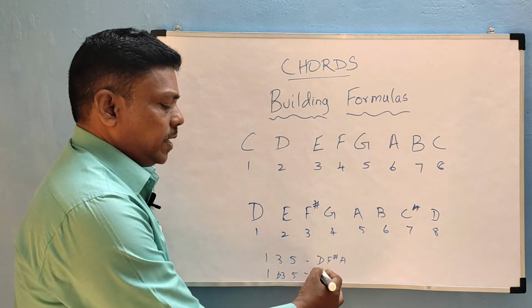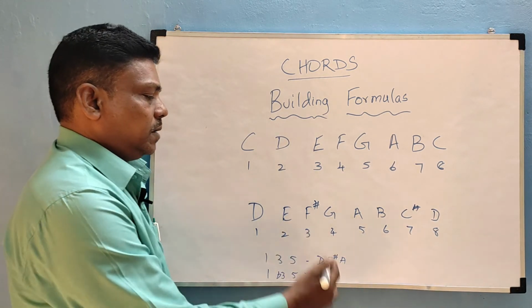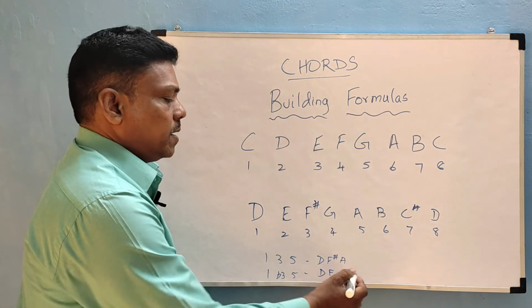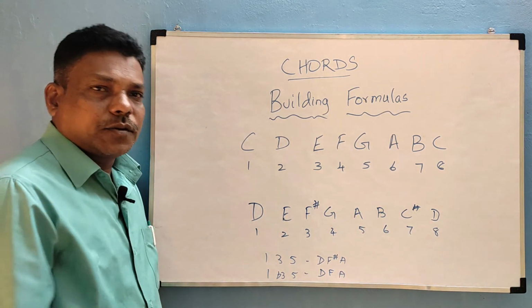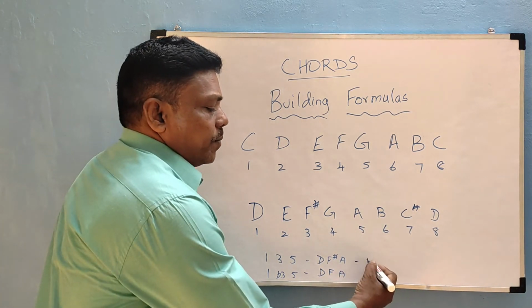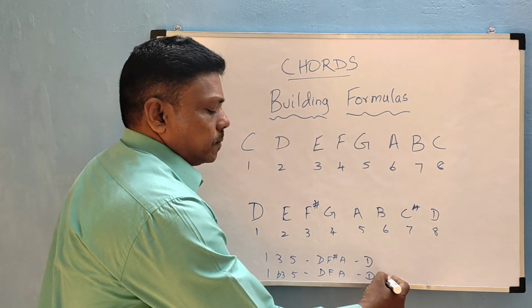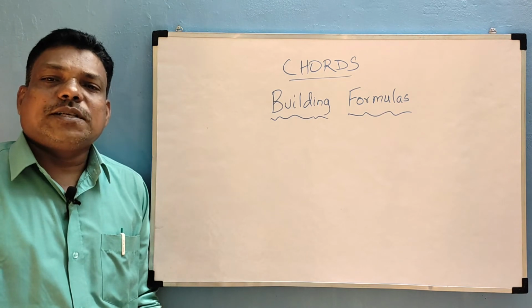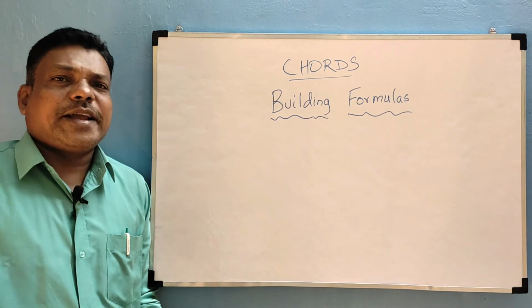So 1 is D, flat and the third degree, F sharp, will become F, and then 5 is A. So like this you can create any type of chord for any pitch. Now let me explain a few points on how this knowledge of building chords will help a guitar player.